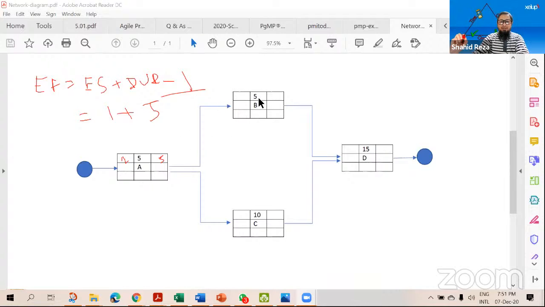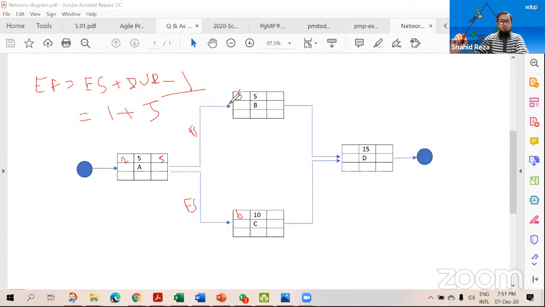Now, earliest when can we start this task B? Not the 5th day, because on the 5th day we are working on task A. So the earliest we can start this task is on the 6th day. Similarly, this task also we can start on the 6th day, because there is a dependency related to this one. If this finishes, then we can start this one. All these are finish to start relationships, right? So that means A is done, and at the same time we can start B and C. So early start for B and C is the 6th day.